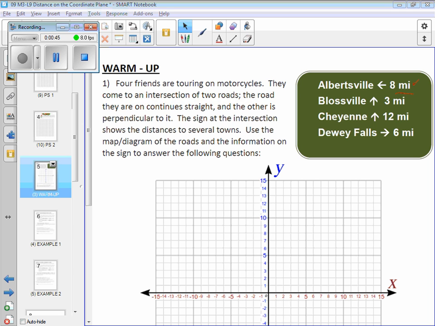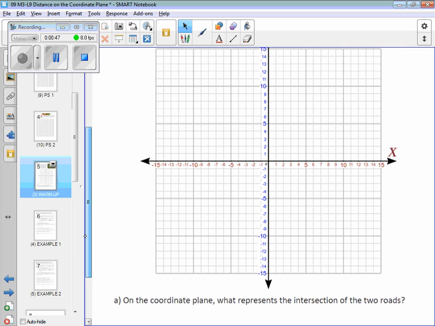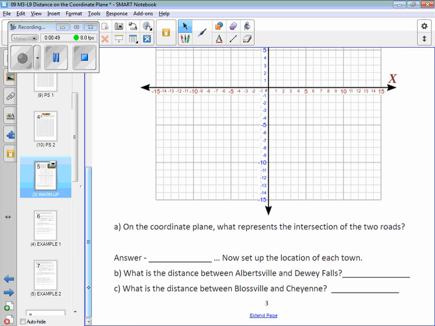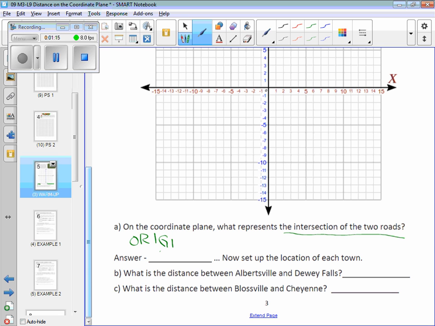Well, I hate scrolling up and down, but I'm going to need to for now because I need the size of the coordinate plane to do this. On the coordinate plane, what represents the intersection of the two roads? Eleanor. The origin? Right, the origin. 0, 0. Very good. There's no line for this, but we can put it here. Oh, yeah, it's here. Yeah, slide it down.